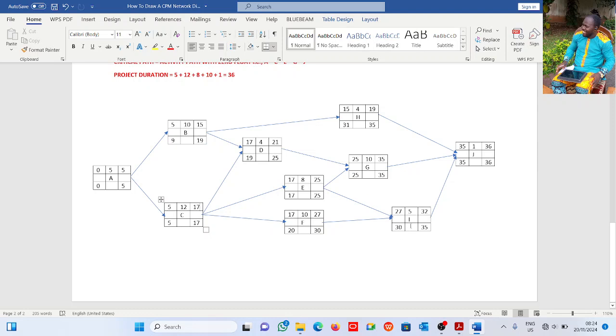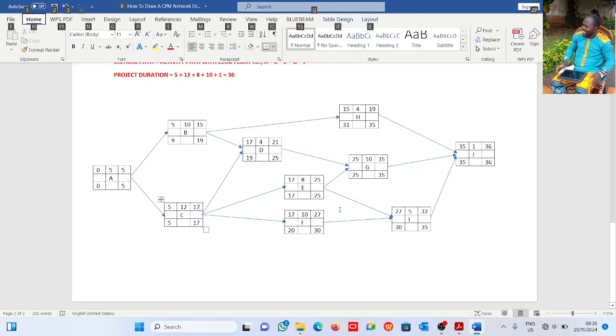Now if you come to activity I, activity I has E and F. When we were going forward, it had them as predecessors. Now they are successor activities. This is 27. I have 30. This is my late start. So that gives me 30 here. That gives me 30 here. That gives us 30 here. So you see, this becomes the late finish of this activity.